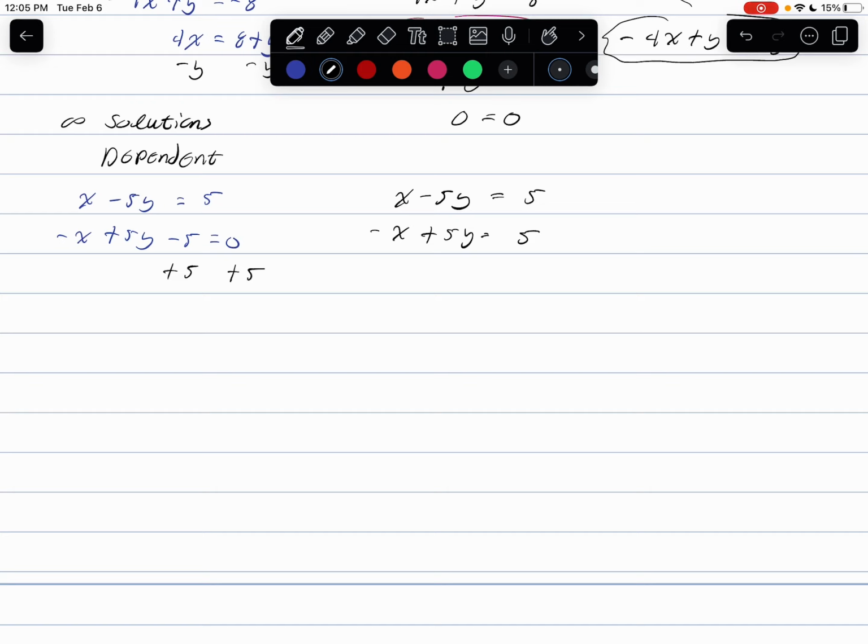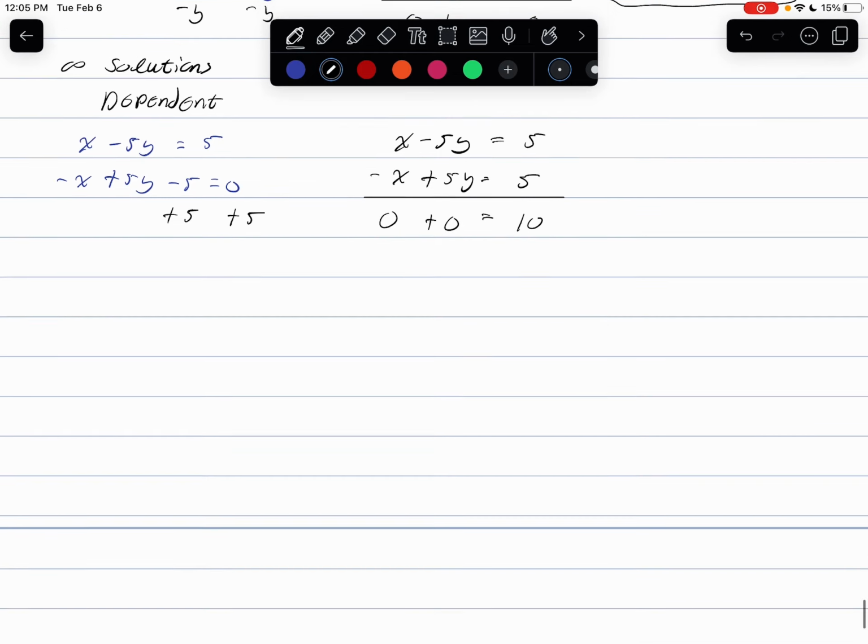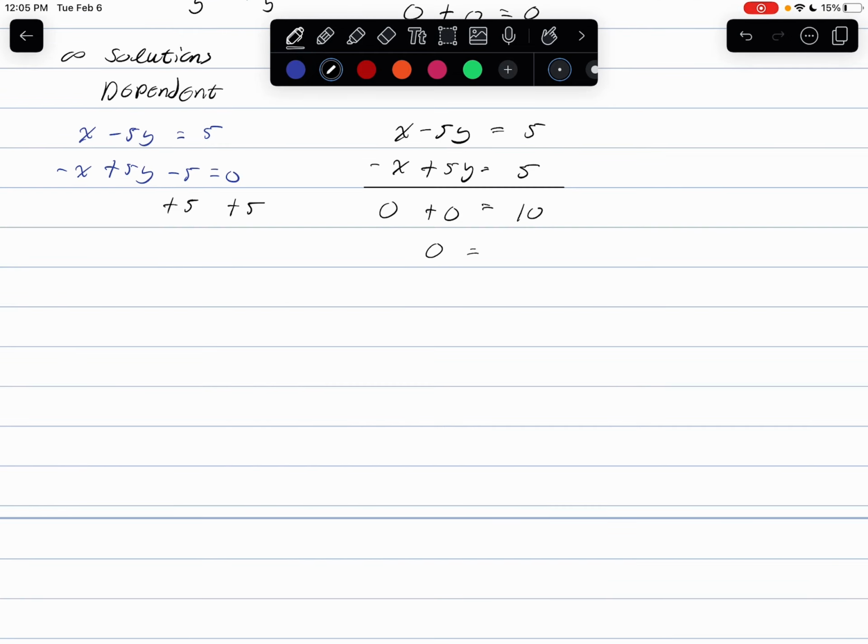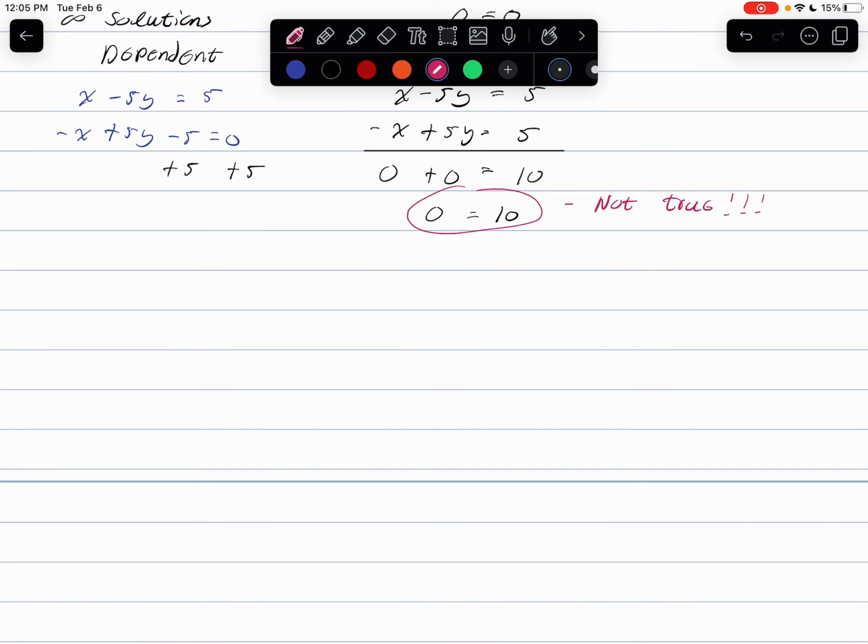Okay, this looks like a pretty good candidate for addition again. So if we add them together, we'll get x minus x is 0. And we have negative 5y plus 5y, that's also 0. And then we have 5 plus 5 equals 10. So we have a statement that looks like 0 equals 10. And we have a problem here because this is not true. Okay, can't stress that enough. That is not true. 0 equals 10, that is nonsense.